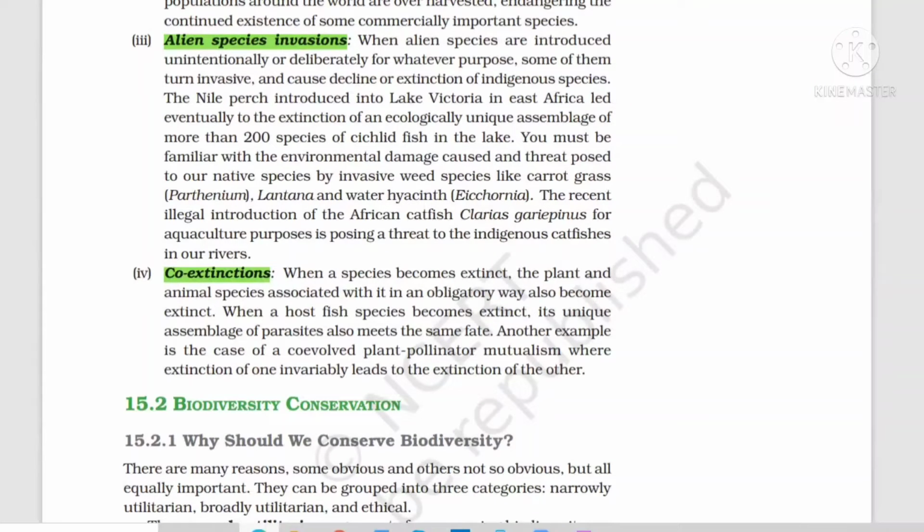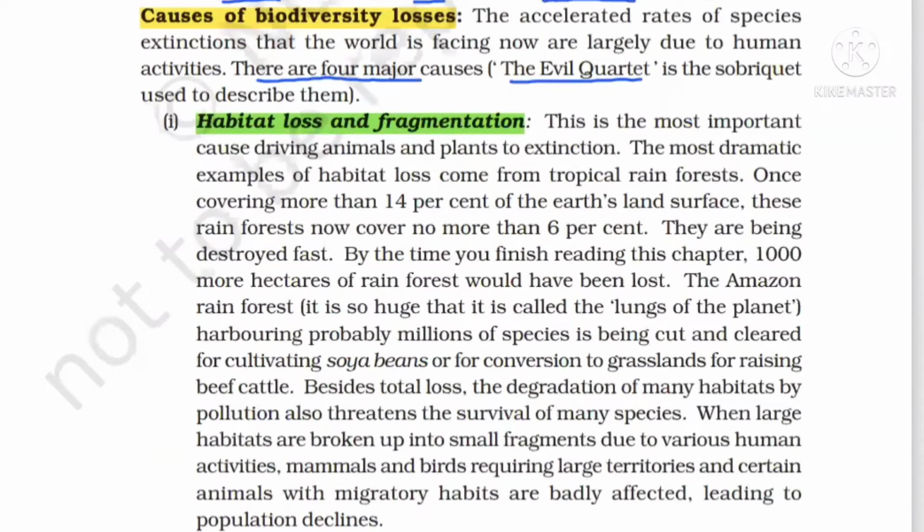Now let us discuss them one by one. The most important factor for plants and animals to go extinct is habitat loss. This is the most important cause for the loss of plants and animals. As an example, take the tropical rainforest. Once it occupied nearly 14% of the land area, now it is less than 6%.